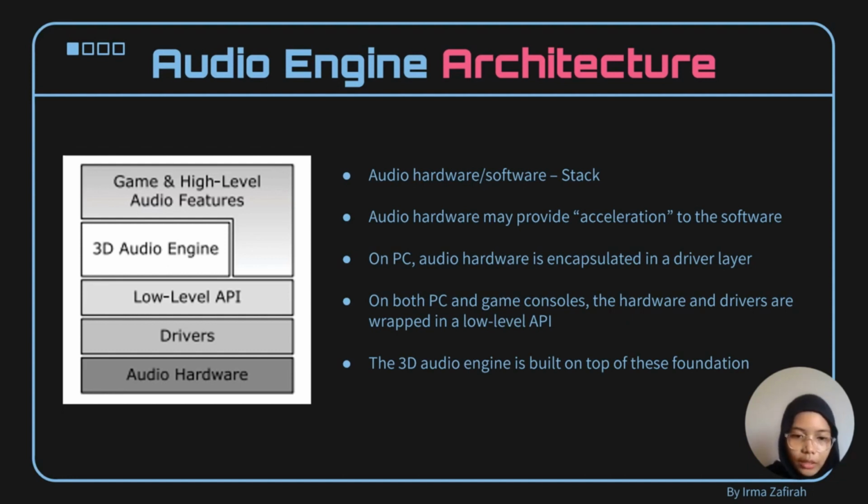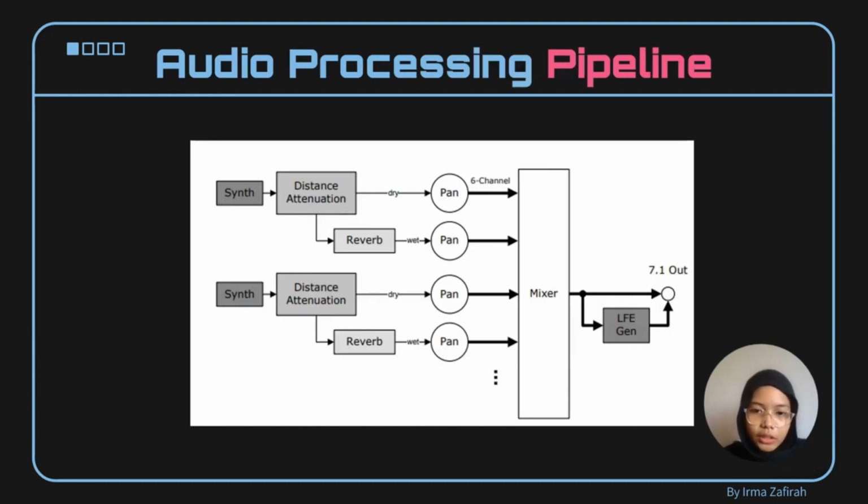On top of that, we have 3D audio engine. This is audio processing pipeline. So the first one is dry digital signals will be synthesized for each sound, and then the distance-based attenuations will apply to dry signal, and meanwhile reverb will apply to wet signals to create a 3D audio.